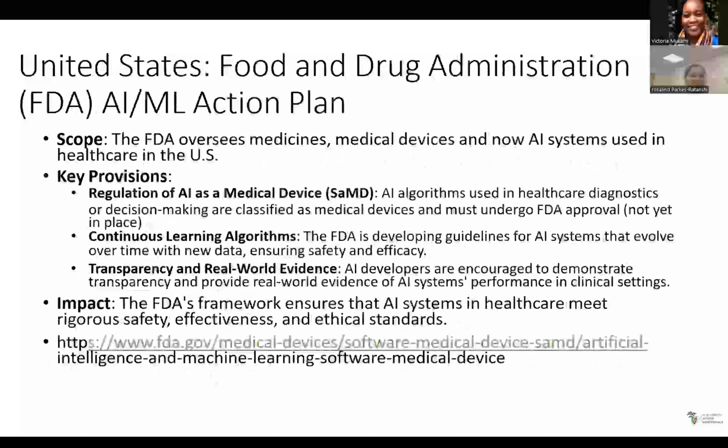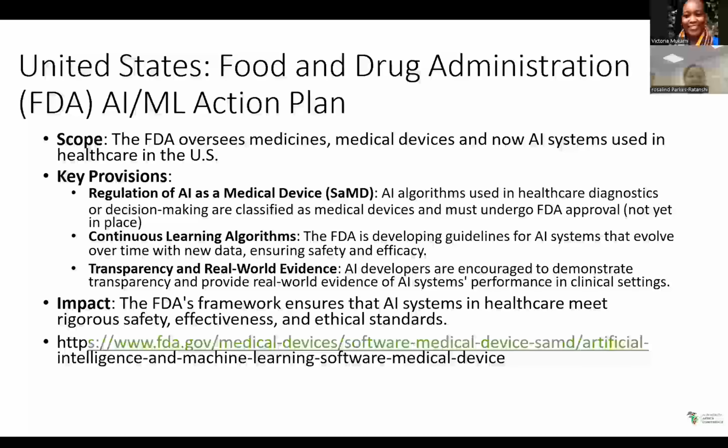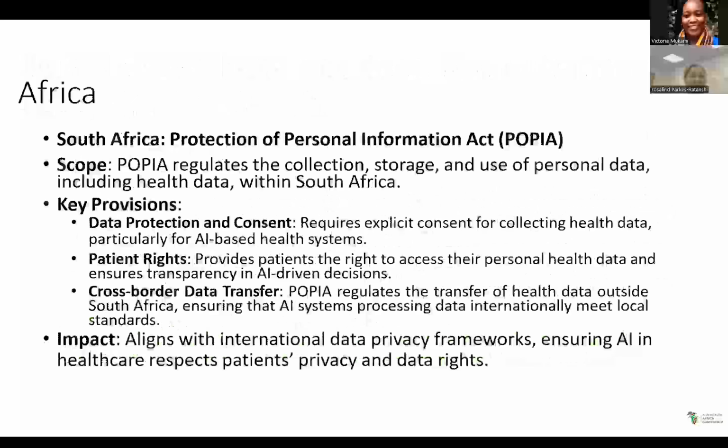In the United States, if you want to use AI in medicine, the FDA, who is the regulator of medicines, has an action plan where they are regulating AI as medical devices. And so you have to show that your AI meets rigorous safety, efficacy, and ethical standards. But actually, it's really quite vague on what those rigorous safety, efficacy, and ethical standards are. But you can read more about it if you like.